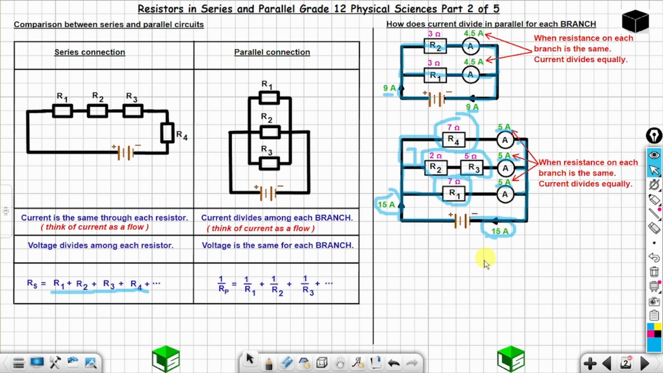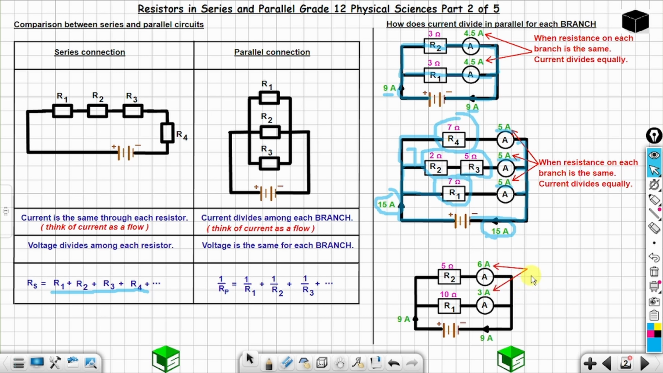Now, when the resistance is not the same, 5 ohms and then 10 ohms, the current is not going to divide equally. When resistance is not the same on each branch, current divides unequally. You can see you have 6 amperes and then 3 amperes.